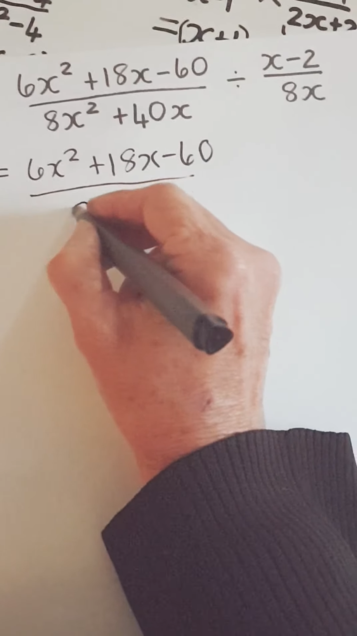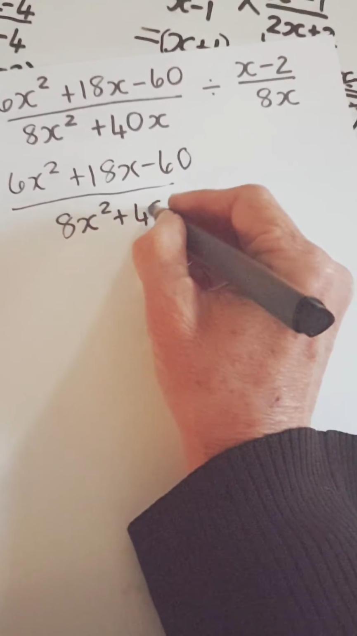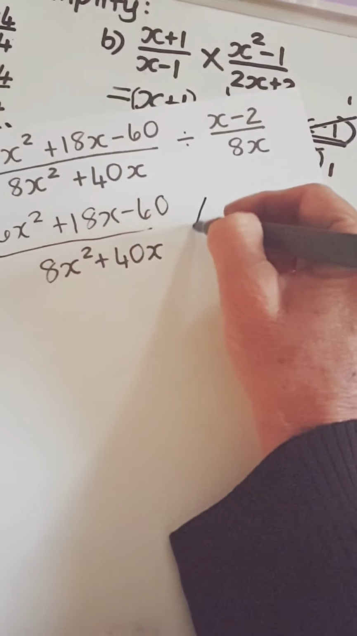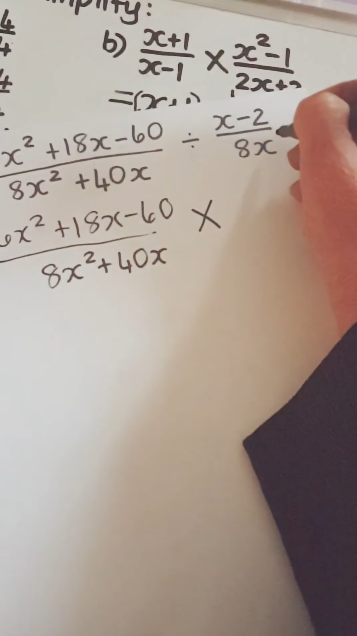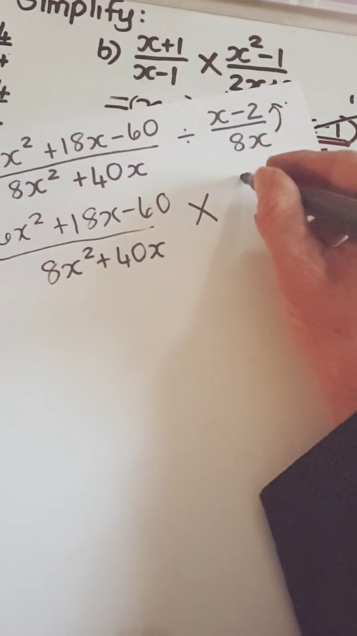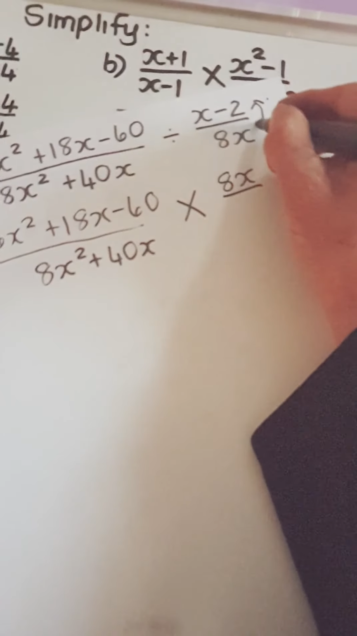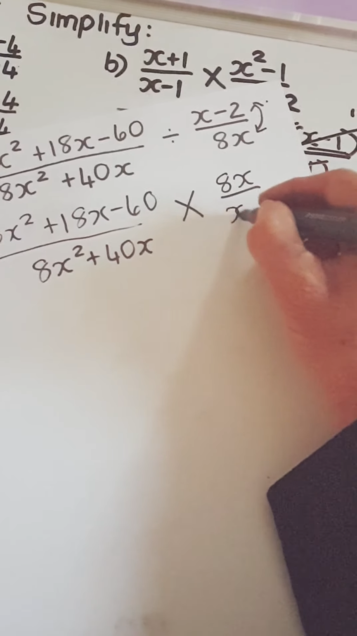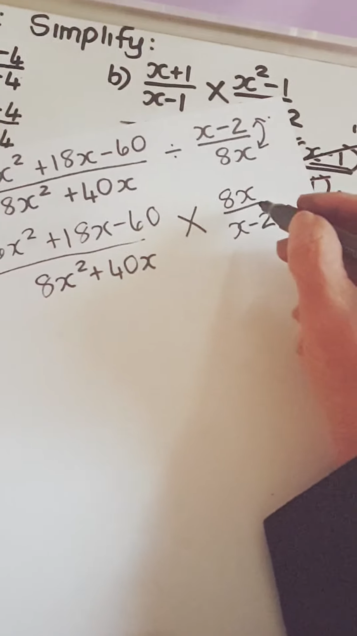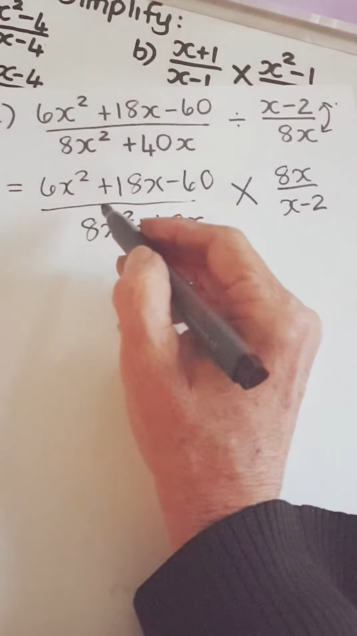over 8x squared plus 40x, and I'm going to change the divide to a times, and I'm going to flip this around so that the denominator becomes the numerator and the numerator becomes the denominator, and I have this. And this fraction is already simplified. You can't do anything there. So let's go to the first fraction.